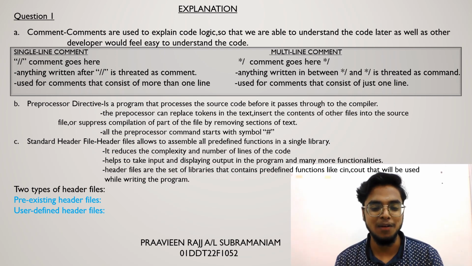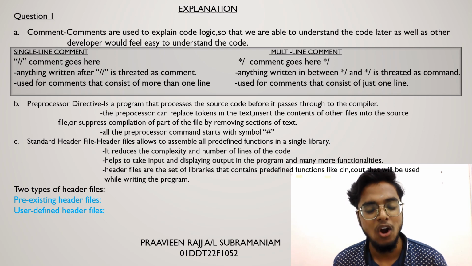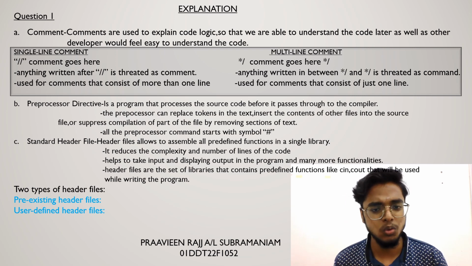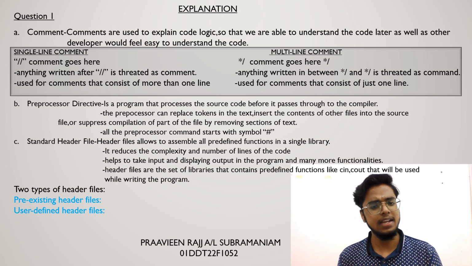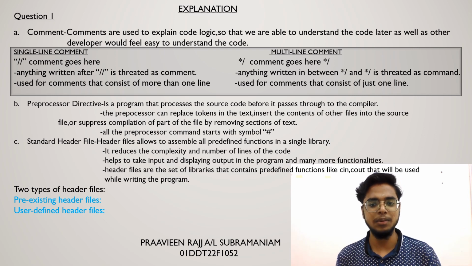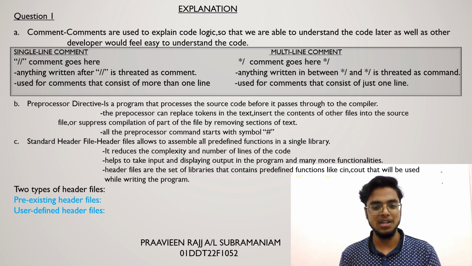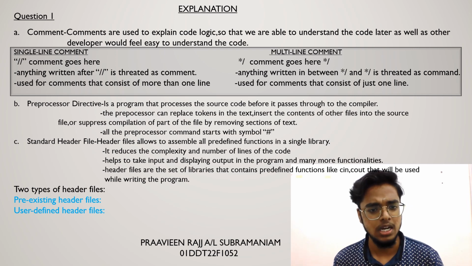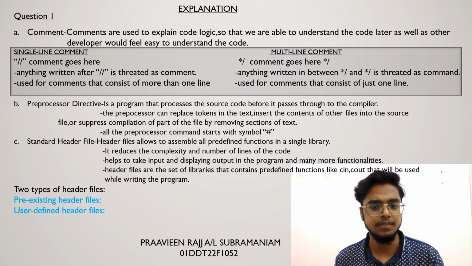Now, the standard header file. What is a standard header file? A header file allows us to assemble all predefined functions in a single library. It reduces the complexity and number of lines of the code, and it helps to take input and display output in the program, and many more functionalities. Header files are sets of libraries that contain predefined functions like cin and cout that will be used while writing the program. There are two types of header files: firstly, pre-existing header files, and second, user header files.